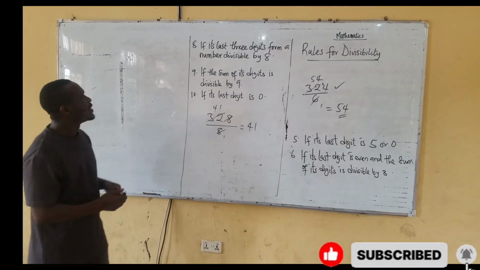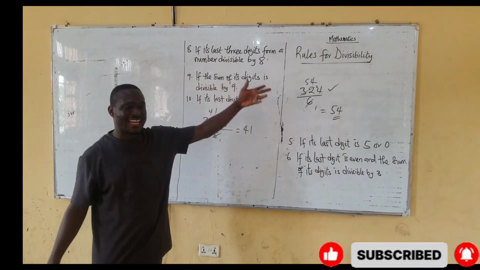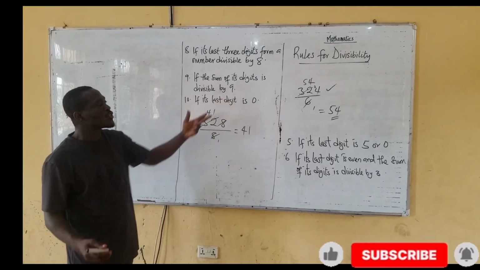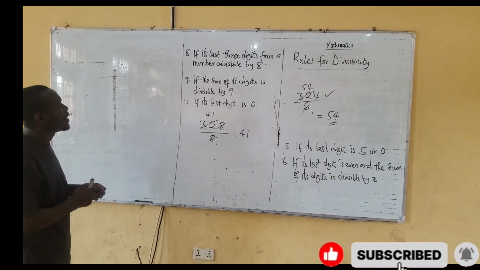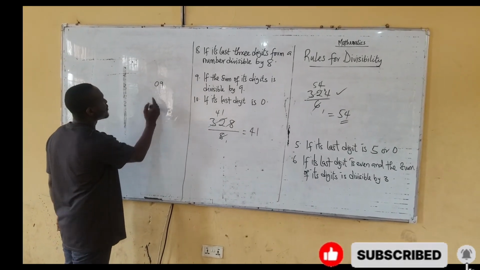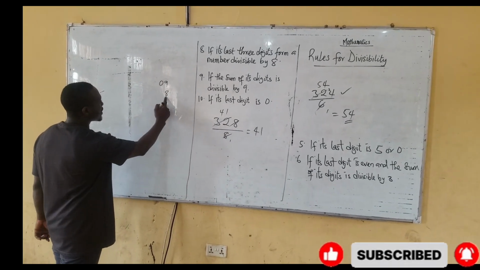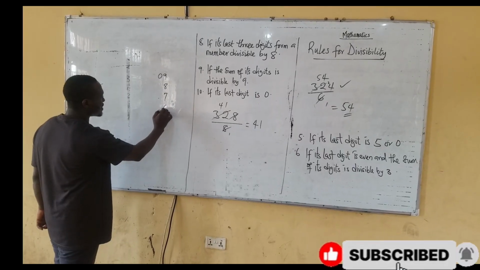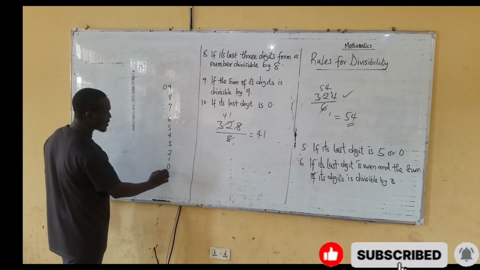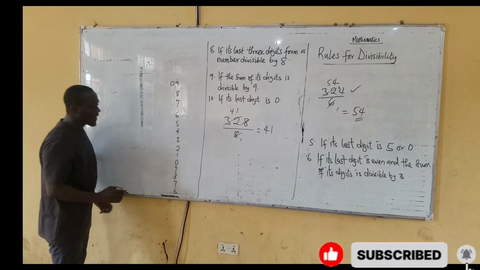So let's talk about dividing by 9. If the sum of the digits is divisible by 9, that means 9 can divide the number. So let me just recap and bring back what we did in the last class. I told you that in reciting the 9 times table, the first is 9, followed by, when you subtract 1 here, you have 8, subtract 1, you have 7, do the same thing, 6, 5, 4, 3, 2, 1, 0.